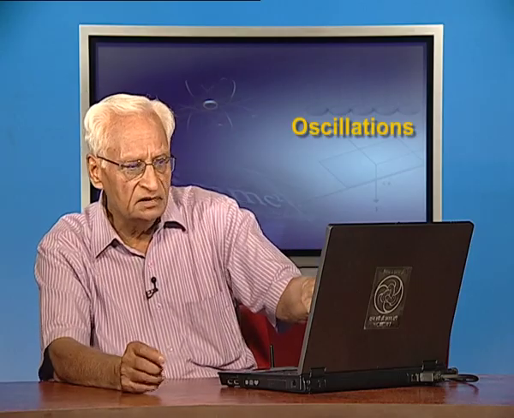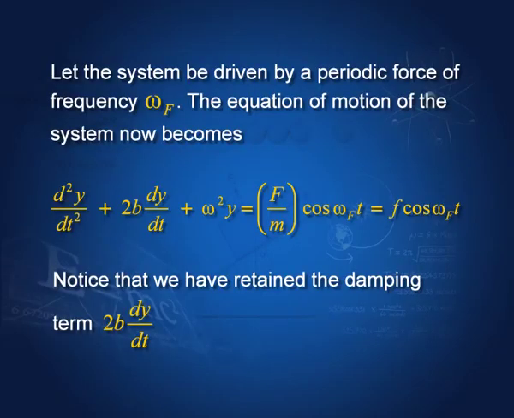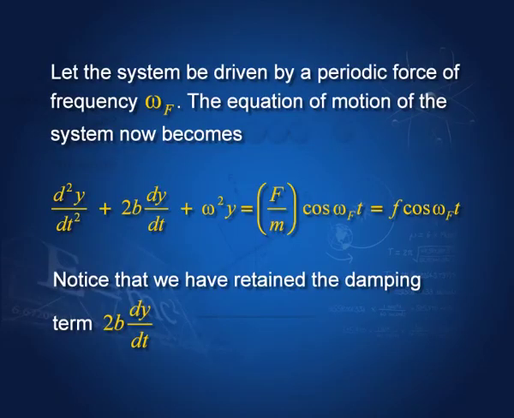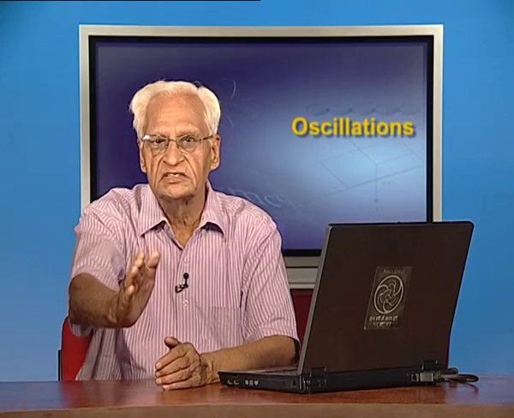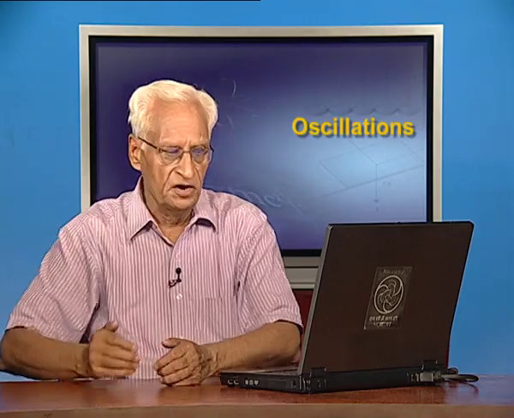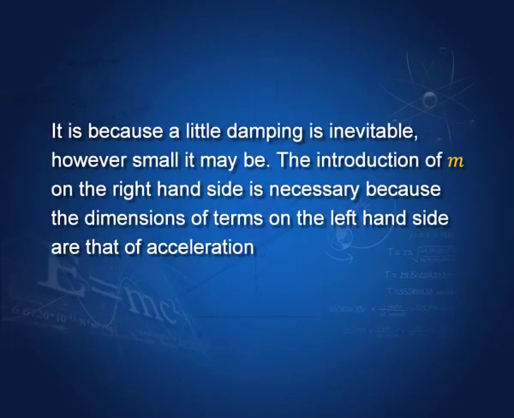And the equation, you see, this is acceleration d squared y by dt squared. Therefore, I divide F by m, where m is the mass of the system, and we get this equation. You remember, this equation was for the damped oscillations. We have kept the damping term because there is no perfect system which does not contain damping. So we keep it here. Our equation is d squared y by dt squared plus 2b dy by dt plus omega squared y equal to f cos omega f t. Omega f is the forcing frequency, the frequency of the applied force. We have a periodic force which keeps on pushing the system periodically and maintains the oscillations of the system.